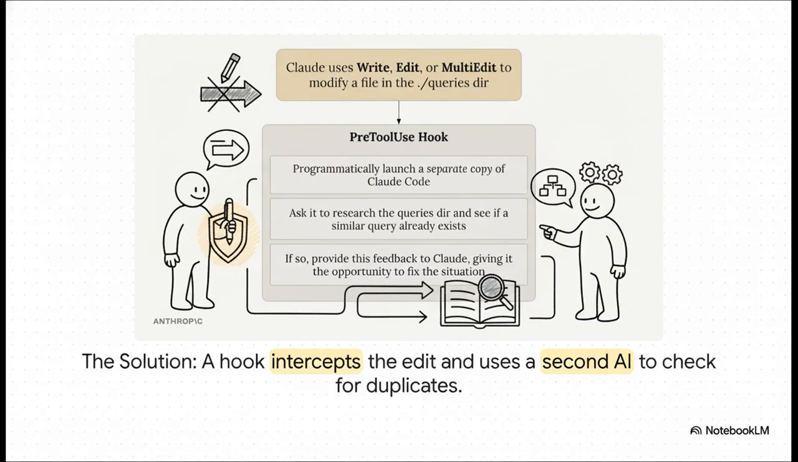And the solution here is, well, it's brilliant. A pre-tool use hook intercepts Claude's attempt to write that new file. But then it does something amazing. It programmatically spins up a second, totally separate instance of Claude, whose only job is to be an automated code reviewer. It scans the codebase for any similar functions. If it finds one, it blocks the original Claude's action and basically says, hey, stop, don't write new code, just use this function that already exists.